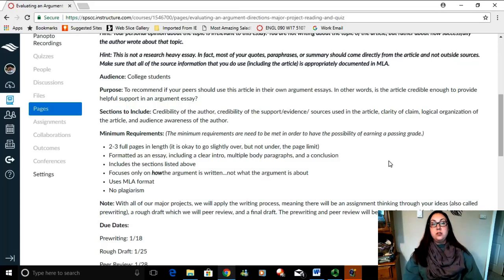The logical organization of the article. Does it make sense the way it's set up, or is it a little confusing, hard to follow? How does that impact then the credibility of it? And of course, the audience awareness of the author. Who was the author trying to write to? Did they successfully consider the values and needs of that particular group? Was their tone appropriate for that group? Did they use a level of word choice that was appropriate for that group?